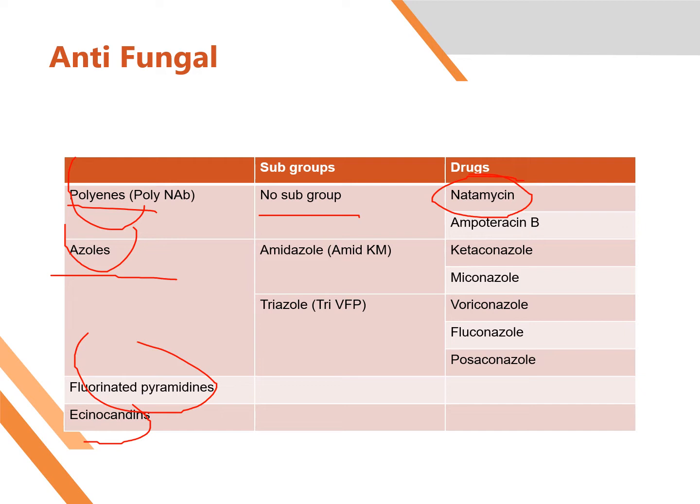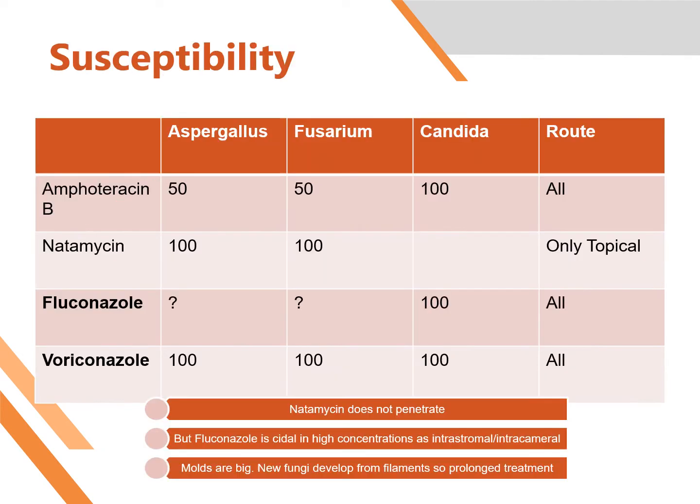Then the other polyene is amphotericin B, and azoles are either imidazoles or triazoles. Commercially available are mainly the triazoles, and the mnemonic is tri-VFP: V for voriconazole, F for fluconazole, and P for posaconazole. We normally use voriconazole and fluconazole in this group. And in the next slide, I will tell you the susceptibility of the fungi to these antifungals.